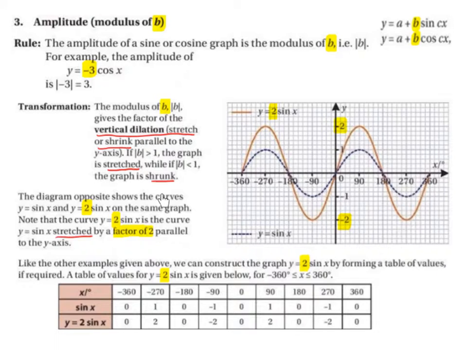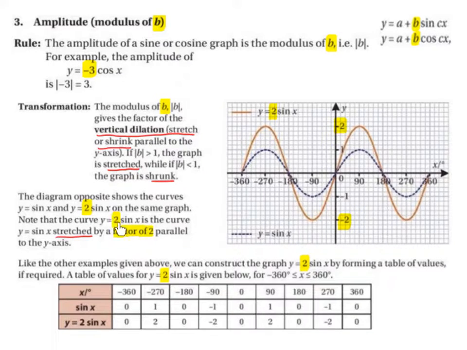So the diagram opposite shows the curves y equals sine of x and y equals 2 sine of x on the same graph. The dotted blue line is the graph of y equals sine of x. And the orange line, the solid line, is the graph of y equals 2 sine of x. We can see it goes up as far as 2 on the y-axis and down as far as minus 2 on the y-axis.